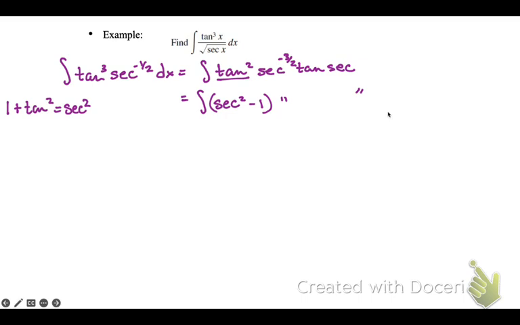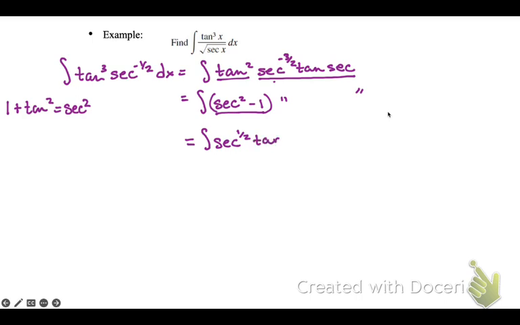So now we're going to take this and distribute it through this. Now do not be tempted to put the two secants back together, because we are always tempted to make it smaller. So I now have secant to the negative 3/2 times secant squared gives me secant to the 1/2.